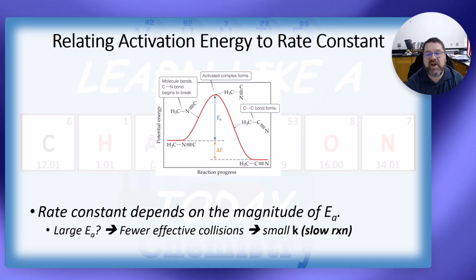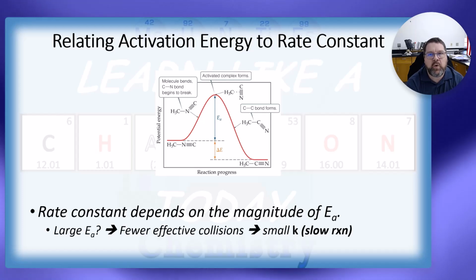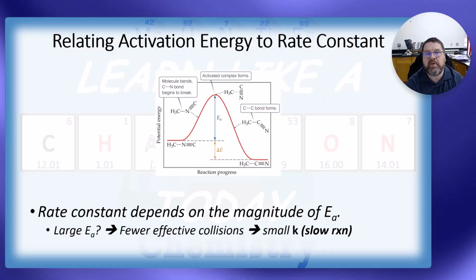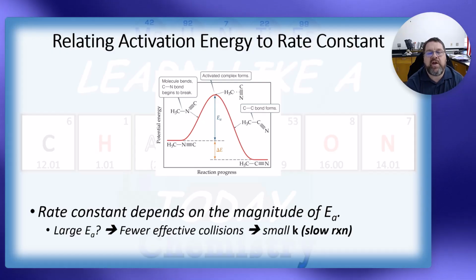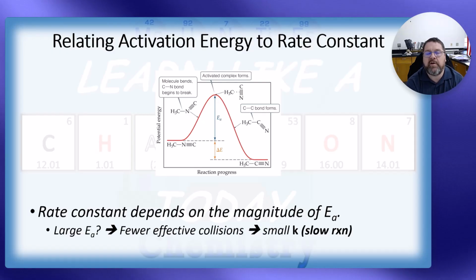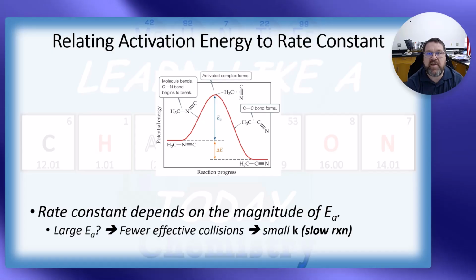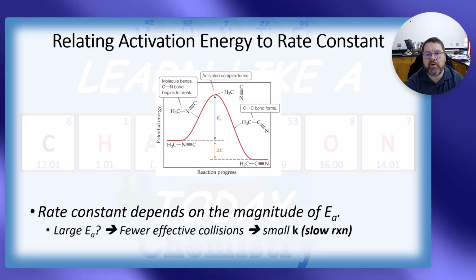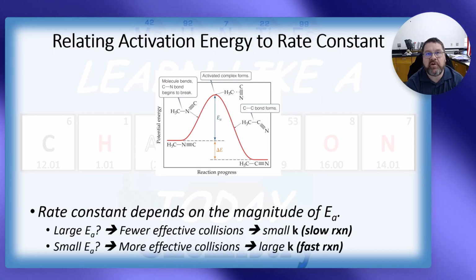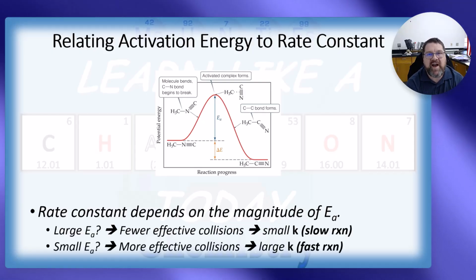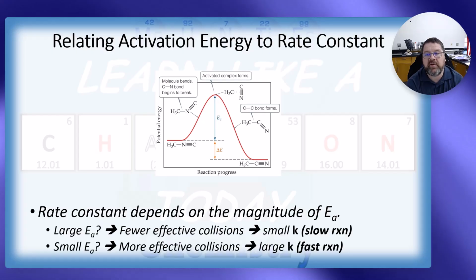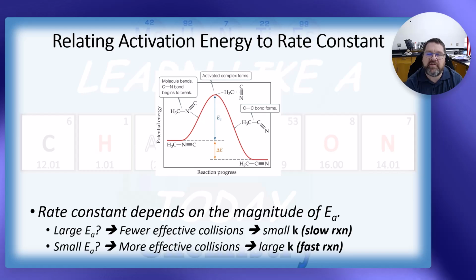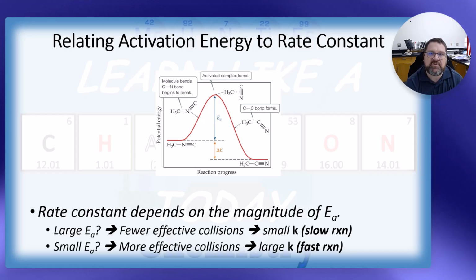So if you have a large activation energy, that results in fewer effective collisions, which means a slower reaction and hence a small K value. Conversely, if you have a short hill to climb, there's a low activation energy. That means more collisions are going to have sufficient energy, so therefore you're going to have more effective collisions. The more effective collisions you have, the faster the reaction is going to go, and hence you would expect a larger K value. So activation energy and rate constant have an inverse type relationship with one another.